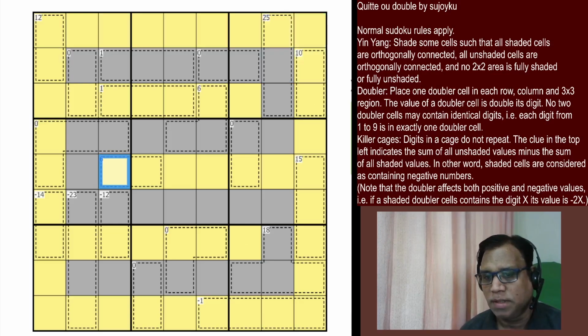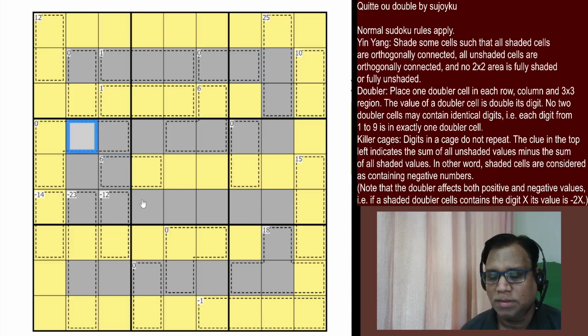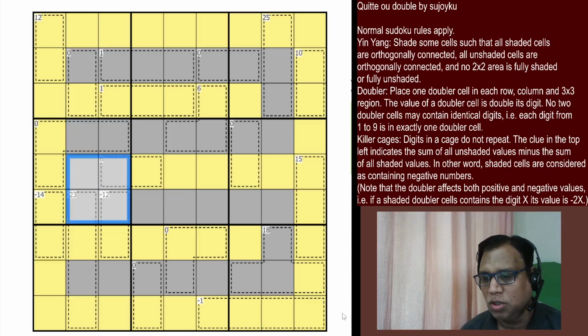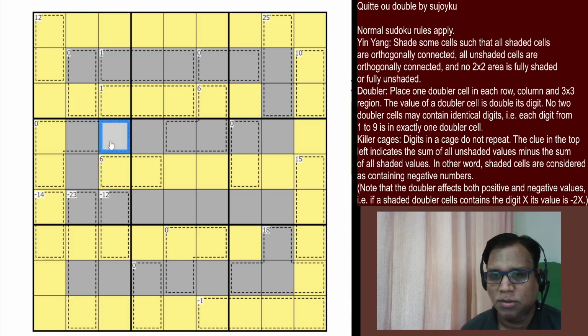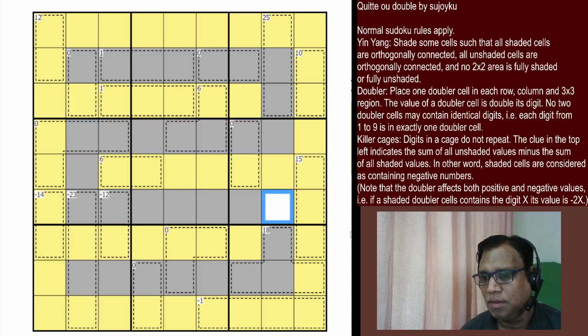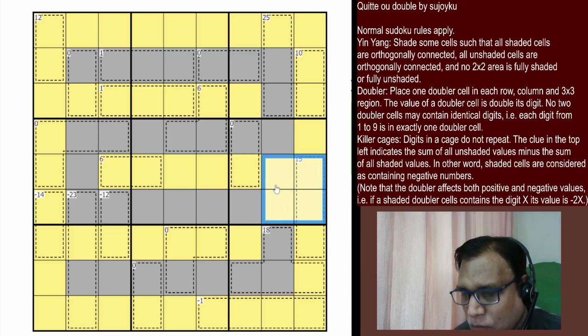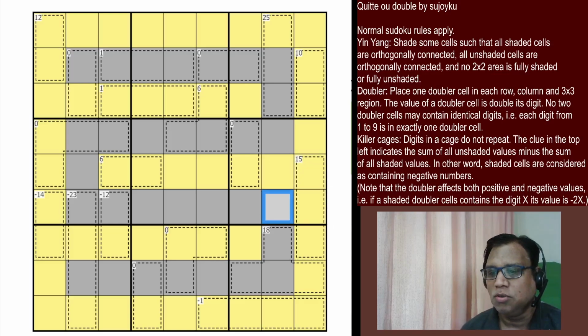So, for example, if you shade this, this won't be allowed because this 2 by 2 is fully shaded, so that is not allowed, and fully unshaded is also not allowed. If you make this cell unshaded, then this 2 by 2 is fully unshaded, so that is not allowed. So those are the rules.